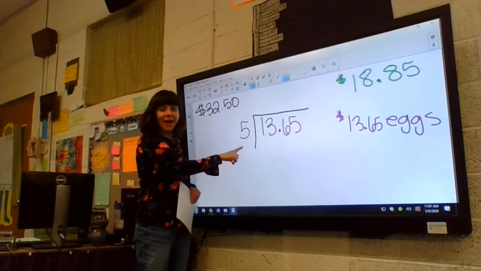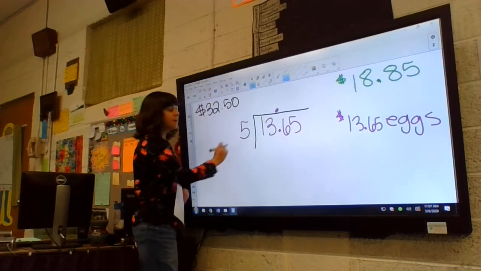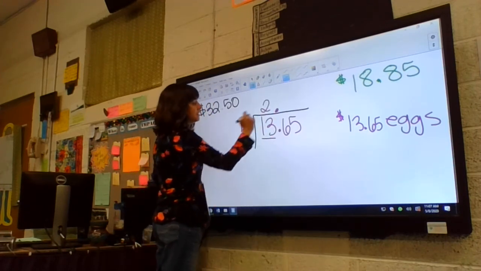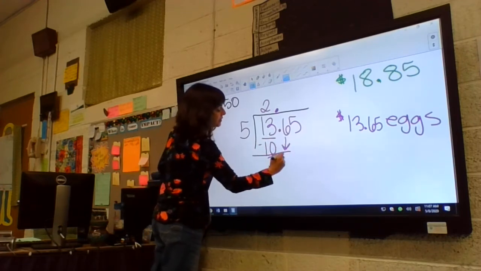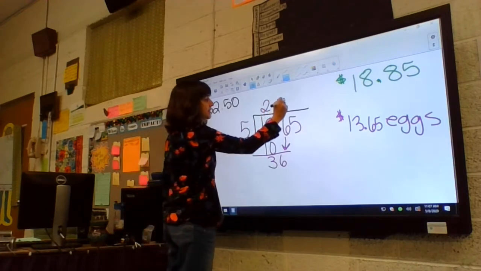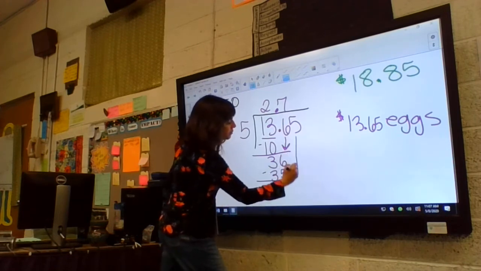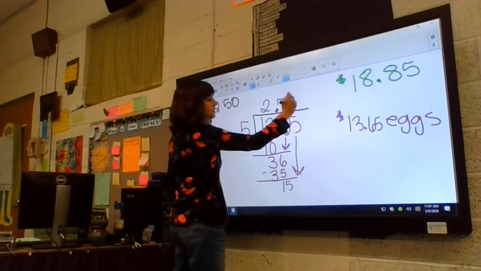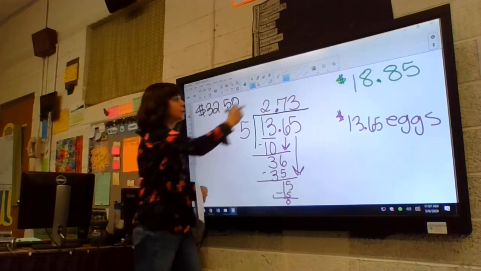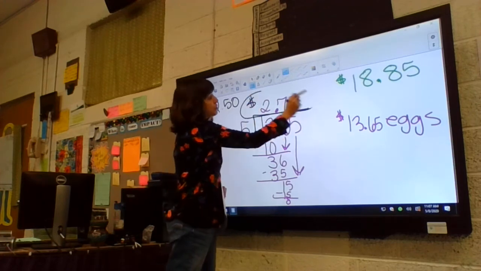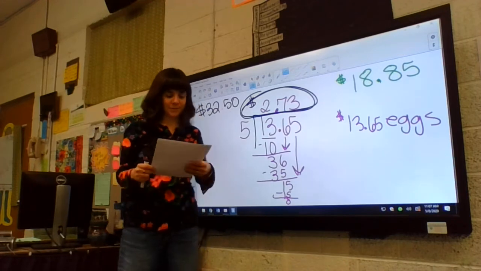Remember, if I already have a happy whole number divisor, the decimal in my dividend is just going to come straight up. 5 goes into 13 2 times. 5 times 2 is 10. I'm subtracting it, I get 3. I'm going to bring down the 6. 5 goes into 36 7 times. 5 times 7 is 35. I get 1. Bring down my 5. 5 goes into 15 3 times. 5 times 3 is 15 with nothing left over. So she did spend $2.73 on each carton of eggs, okay?